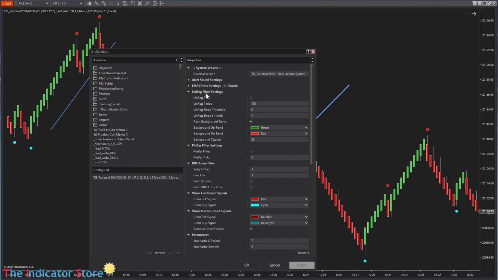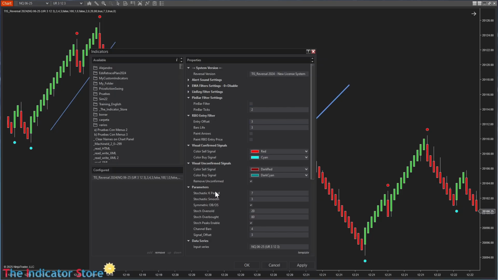We also have a linear regression filter that, as you can see, is disabled. And here we can specify the period of the linear regression, a threshold, and also the smooth of that filter. Currently, it is turned off.